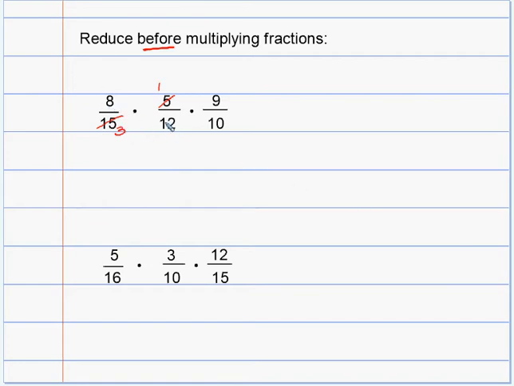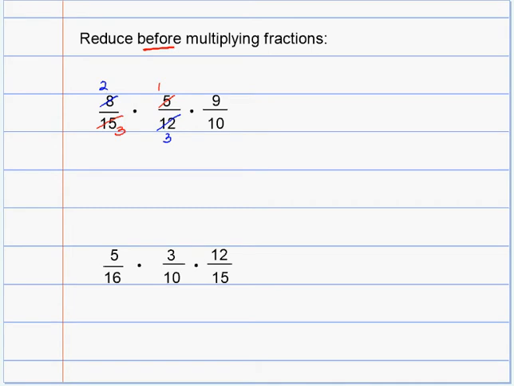Okay, now I have an 8 and a 3, and those aren't going to simplify. I have an 8 and a 12, and I have an 8 and a 10, and those are the only combinations that I can use with that 8. 8 and 12 have a 4 in common, so I'm going to divide the 8 by 4 and leave a 2, and 12 by 4 and leave a 3.